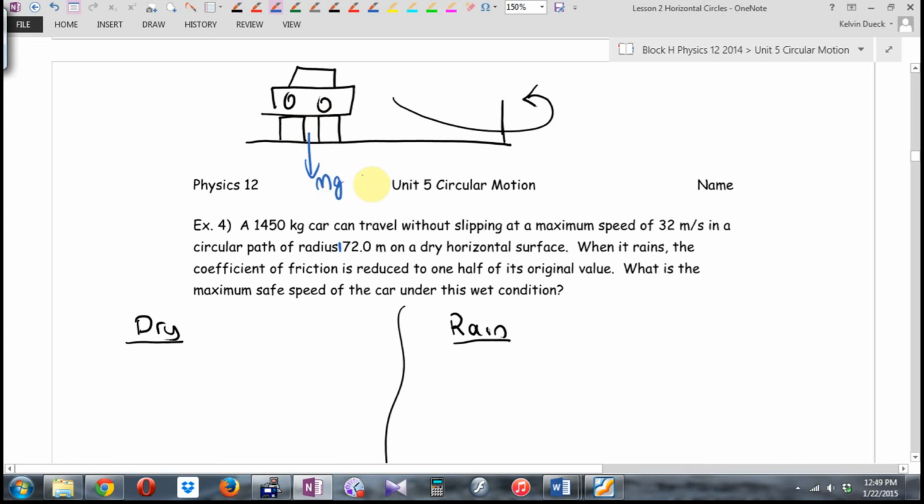Is the car sinking into the ground like quicksand? Is it flying into the air like Superman? What else? Let's get the normal force. What else, Jordan? That's what's pushing it in a circle. Friction.